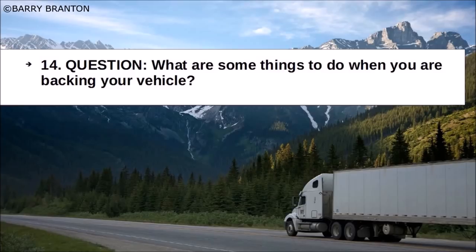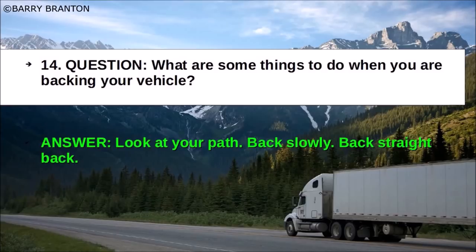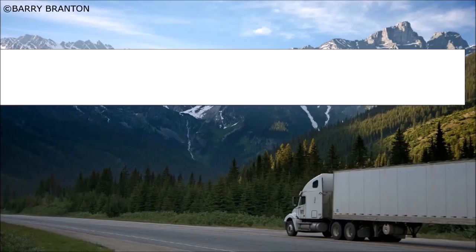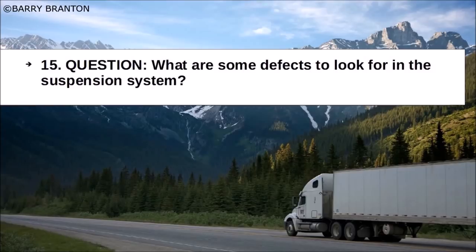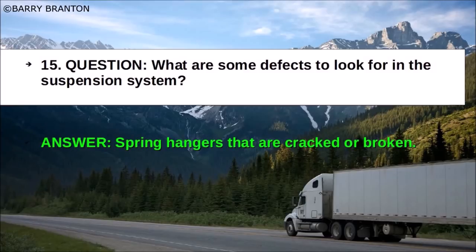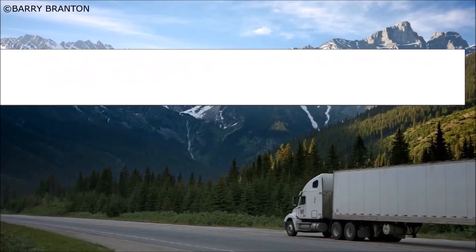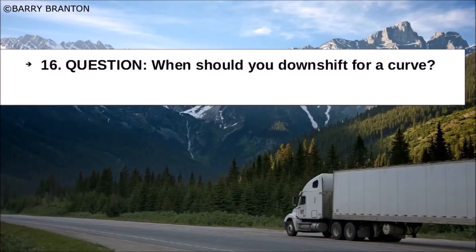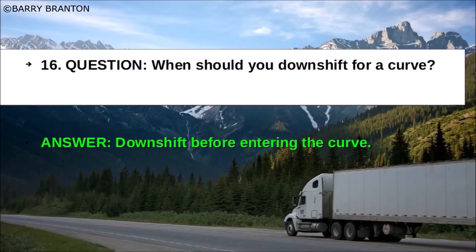What are some things to do when you are backing your vehicle? Look at your path. Back slowly. Back straight back. What are some defects to look for in the suspension system? Spring hangers that are cracked or broken. When should you downshift for a curve? Downshift before entering the curve.